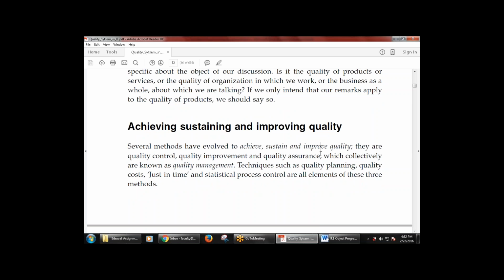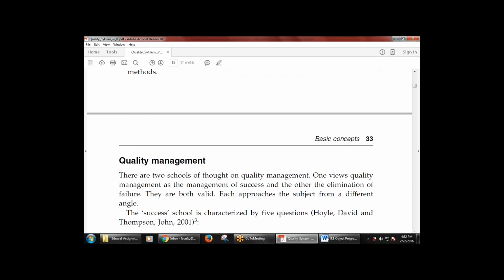That means, for the timing, it is sustained for the quality. They are quality control, quality improvement, and quality assurance. Achieving quality control, sustaining, quality improvement, and then quality assurance are collectively known as quality management. So quality management is achieving, sustaining, and improving the quality. And whatever techniques are used, for example quality planning, quality cost, just-in-time, and statistical process control, are elements of these three methods.